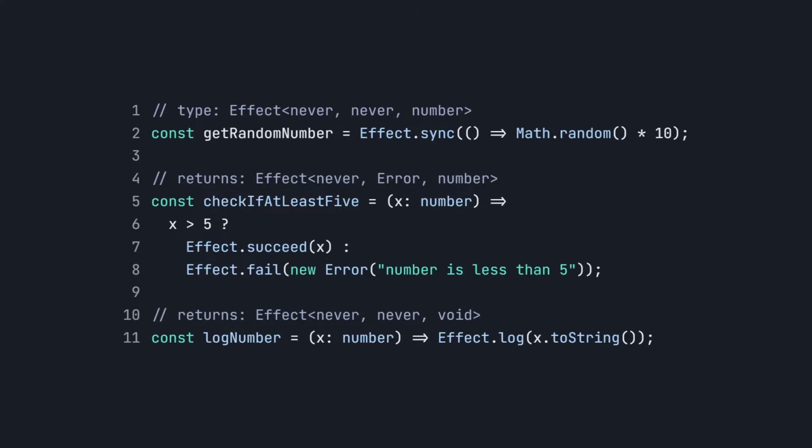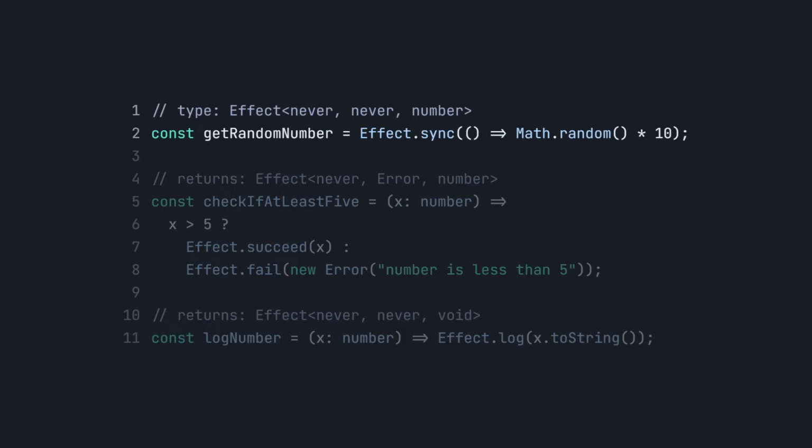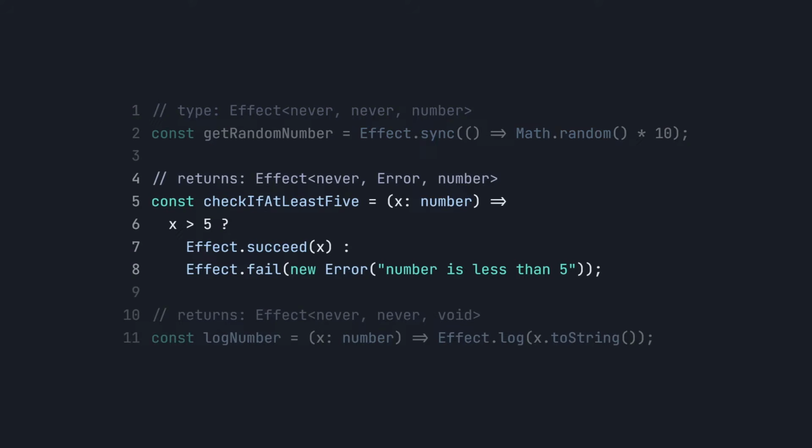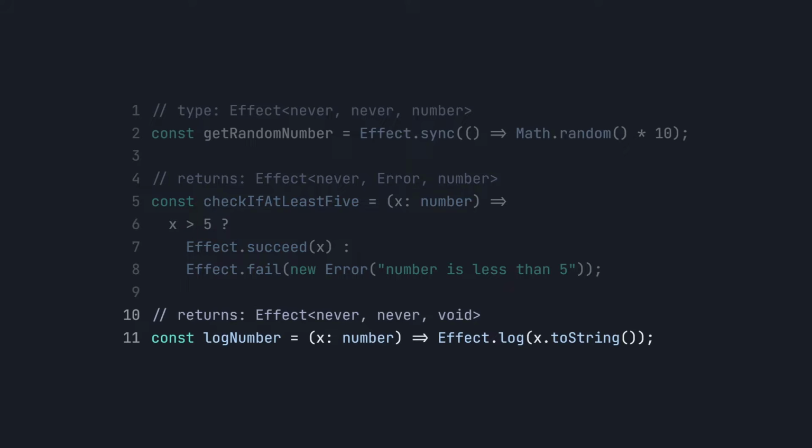To start, we'll define three values. The first, getRandomNumber, returns an effect that always succeeds with a random number between 1 to 10. We use Effect.sync and not Effect.succeed because the generation of a random number is a side effect. Next, checkIfAtLeast5 is a function that returns an effect that fails with type Error if the number is less than 5, or succeeds with the passed number if it's greater than 5. Finally, logNumber uses Effect.log to create an effect that represents the logging of the value to the console. We'll talk more about logging later in the video.